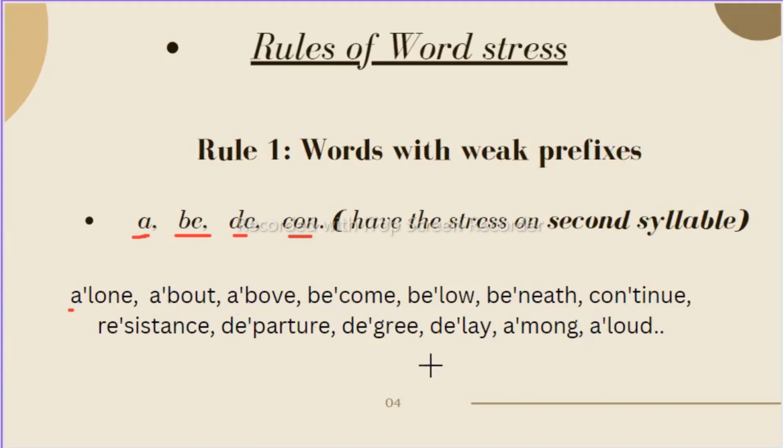These are all words with two syllables. Whenever these weak prefixes are added to a word, the stress is on the second syllable. As you can see here, after this apostrophe the stress is on the second syllable. So whenever you see a weak prefix on a word, the stress should be on the second syllable. All the words I have given here have weak prefixes, and after that I have written the apostrophe, and this is your stressed syllable, which is after the apostrophe.